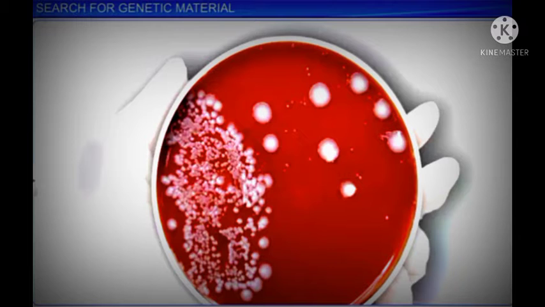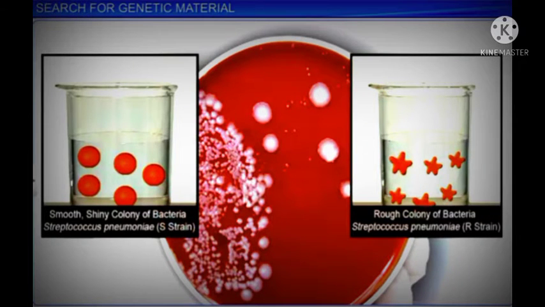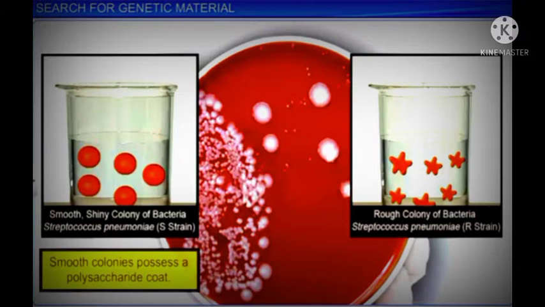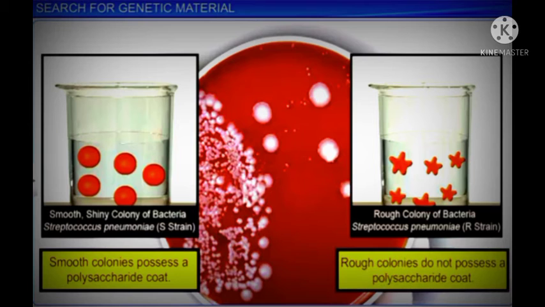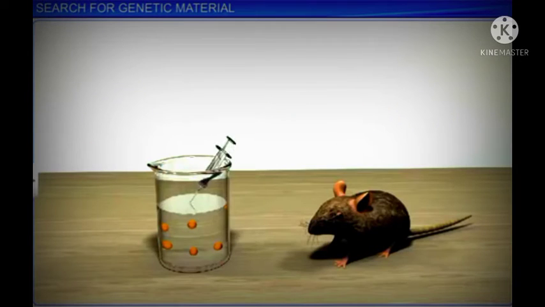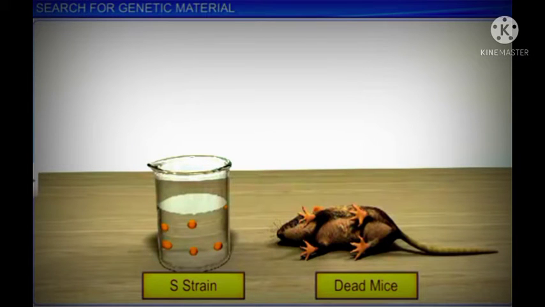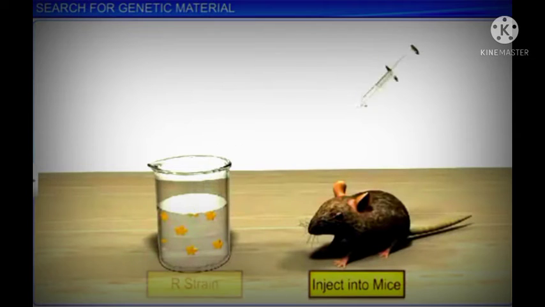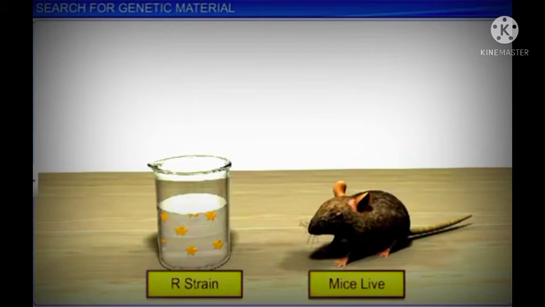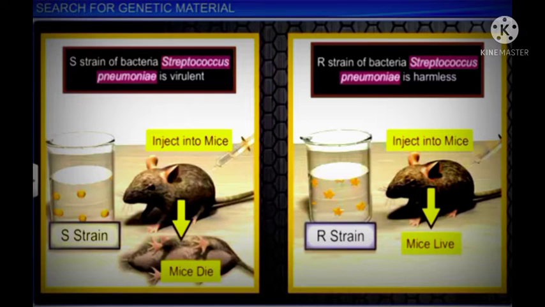Frederick grew the bacteria in a culture plate and found that they were of two forms, the smooth and the rough. This was because the smooth shiny colonies or the S strain of the bacteria possessed a mucus or a polysaccharide coat, while the rough colonies or the R strain had no such coat. Further, when the mice were injected with the S strain, they died of pneumonia infection, while those injected with the R strain did not develop pneumonia. This proved that the S strain of bacteria was virulent or lethal, while the R strain was harmless.